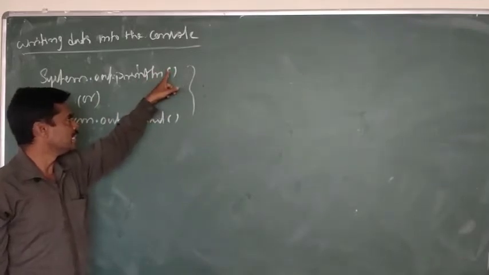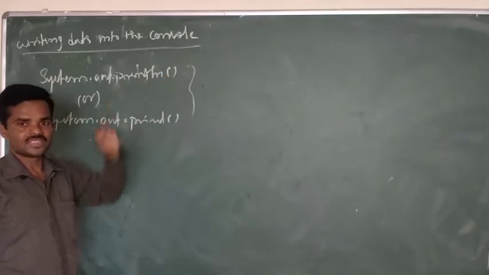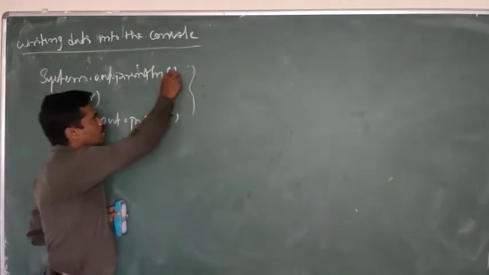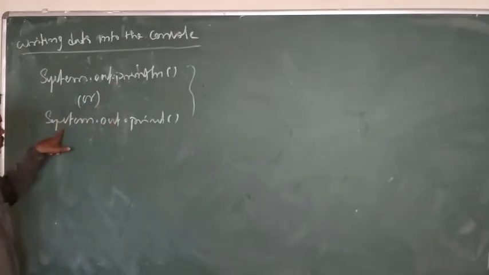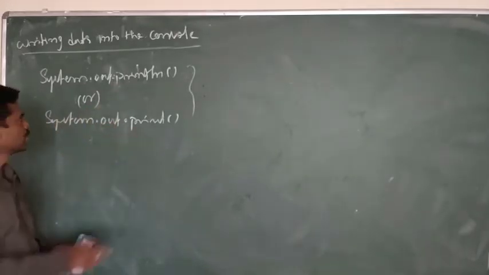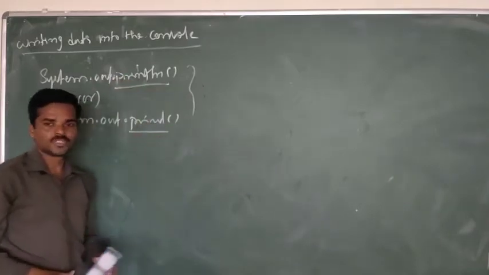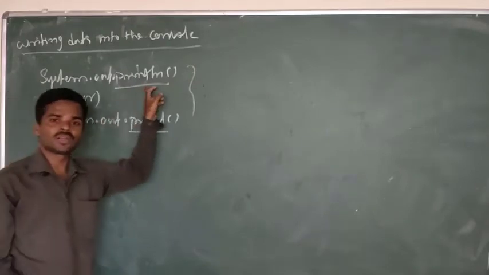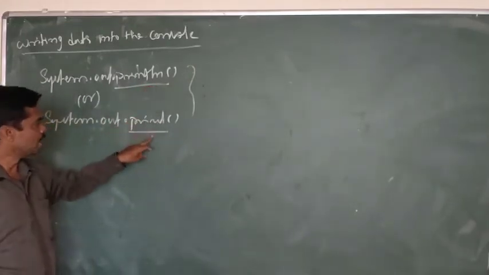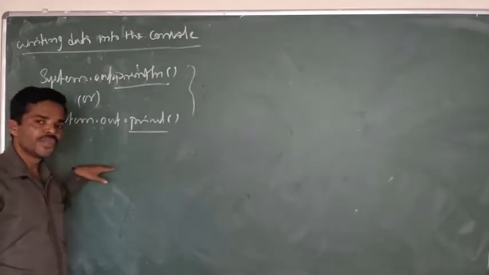Whatever you write inside the double quotes, inside the parentheses, will be displayed on the screen. Similarly you can also use System.out.print. Now there is a question: what is the difference between print and println? The println method gives a new line for the next output, and the print method won't give any new line. The next output continues in the same line.